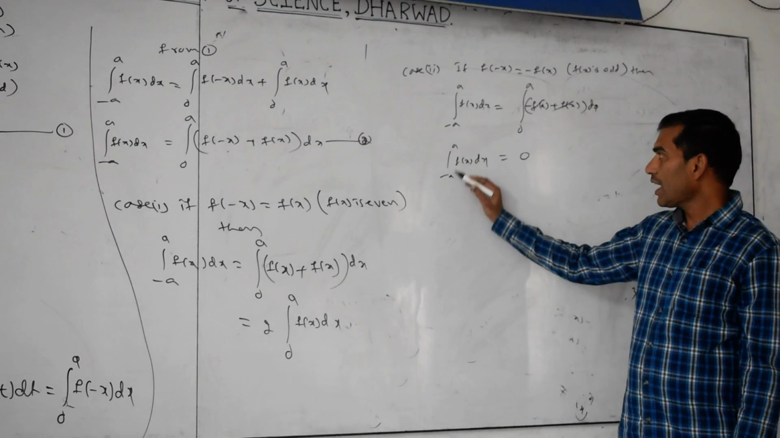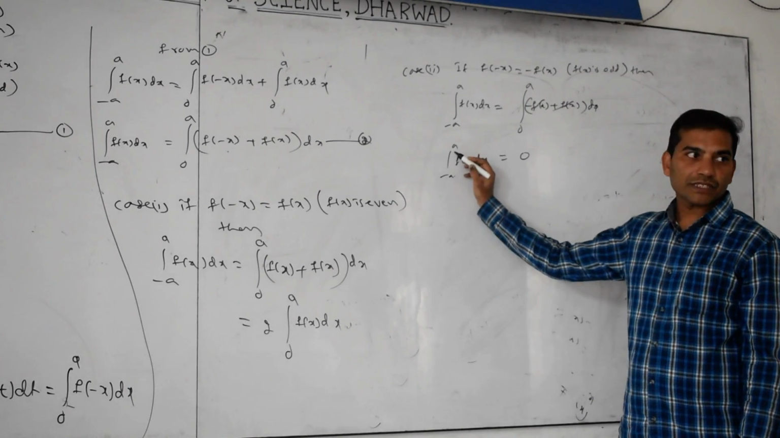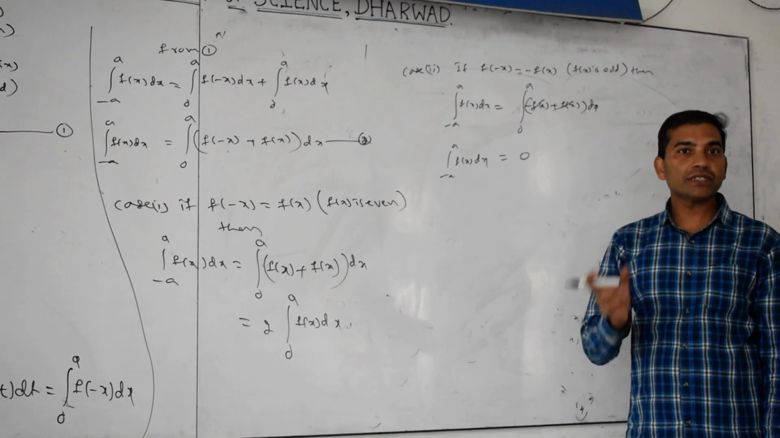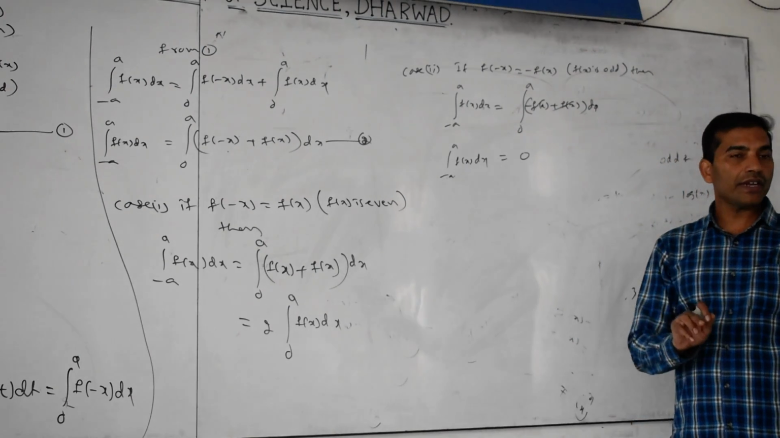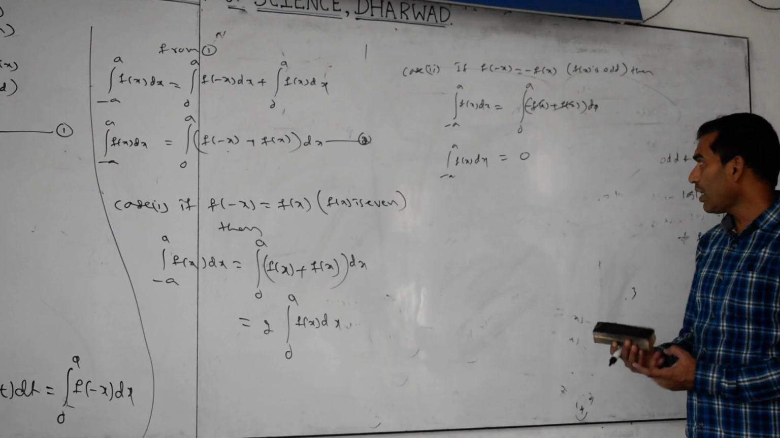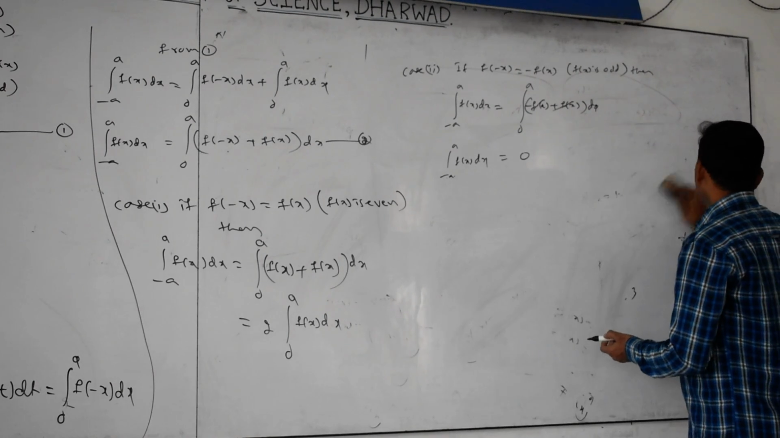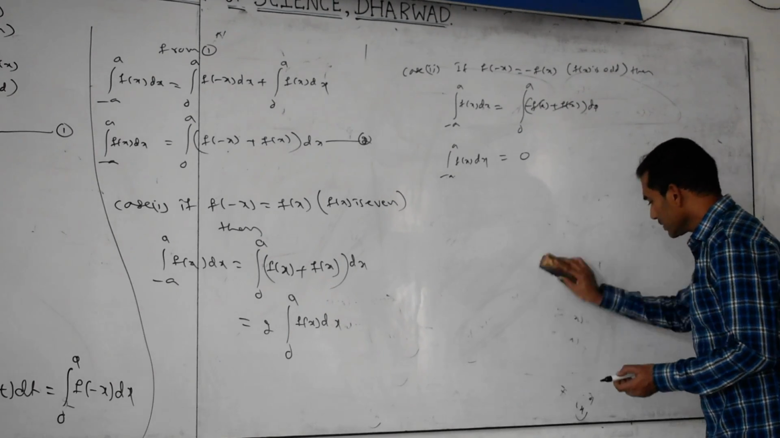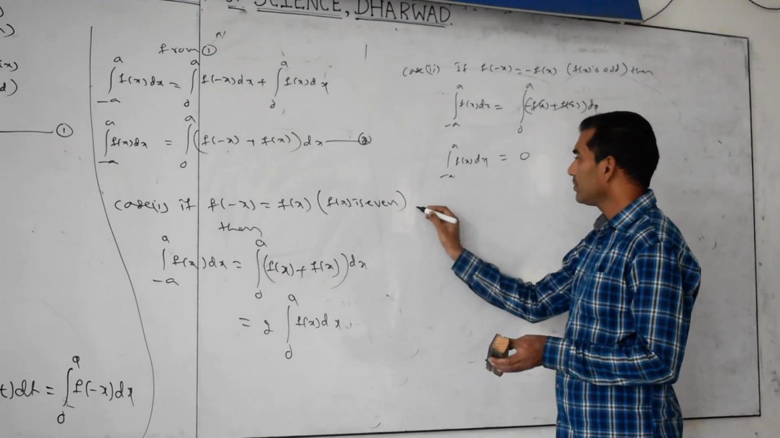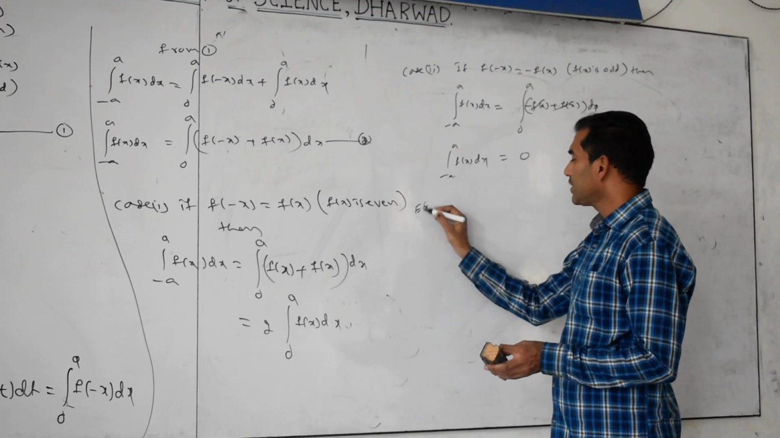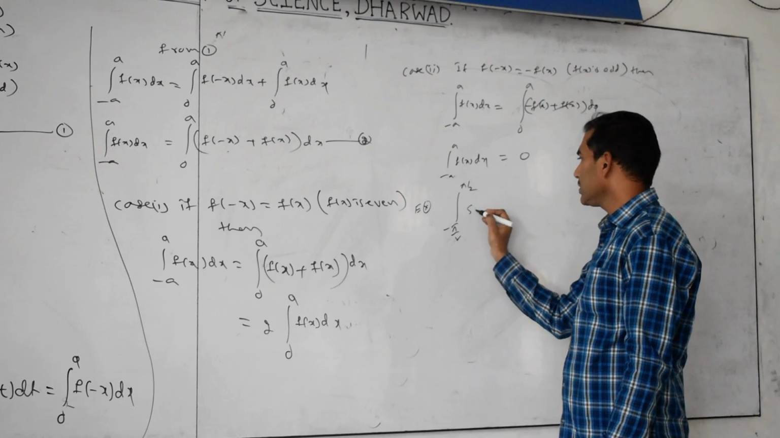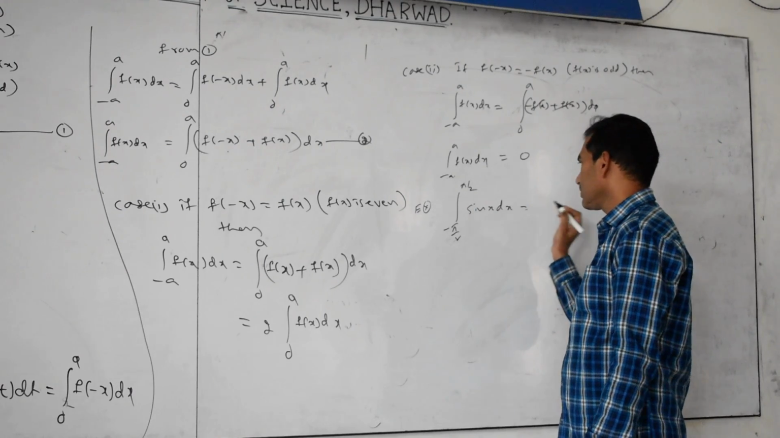Same limits, having the same elements but opposite sign. In such a case, how to solve? By using these properties. You have to check whether it is even or odd. If it is even, the answer is 2 into 0 to a of f of x dx. If it is odd, the value becomes 0. Example: integration from minus pi by 2 to plus pi by 2 of sin x dx.